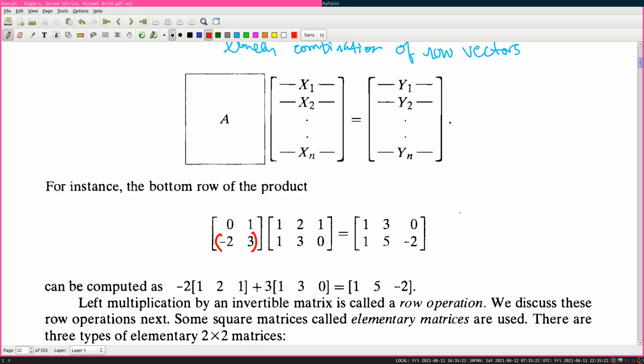So maybe let's try to visualize it. -2, 3. Got to give myself enough room. Control-Z. And I want a small pointer. Plus -2 times 1, 2, 1, 3 times 1, 3, 0.